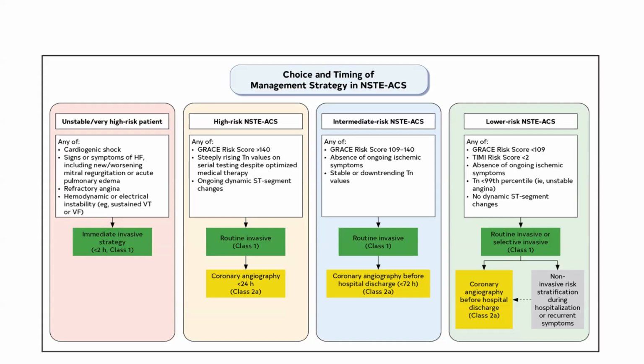If our patient falls into the category of intermediate risk in NSTEMI, that means stable and down-going troponin levels, ongoing ischemic symptoms, then this patient should be taken for PCI within 72 hours. If there is low risk in NSTEMI, that means the patient is absolutely stable, there are no dynamic ST segment changes, a low TIMI score, a low GRACE score, then a routine invasive or selective invasive approach is appropriate. Or we can go for other tests like TMT or coronary angiography before proceeding for PCI.